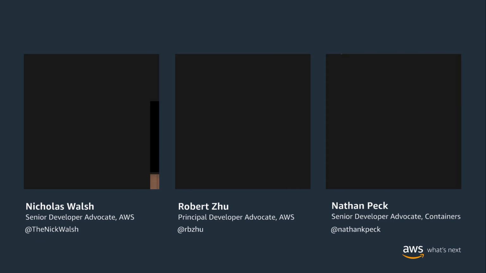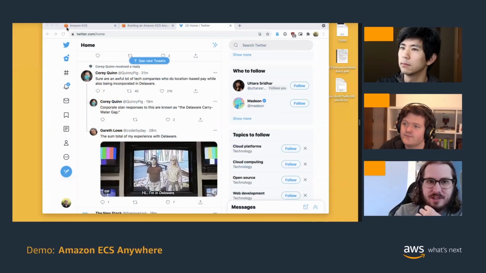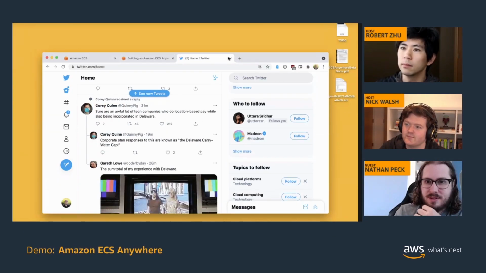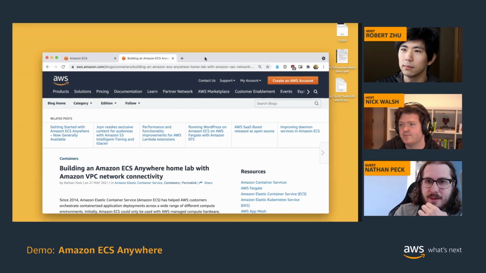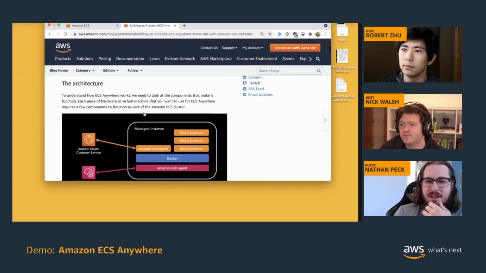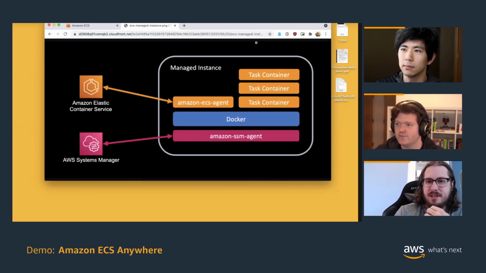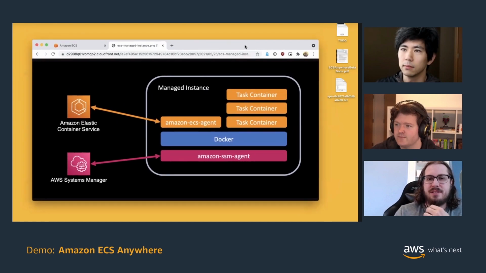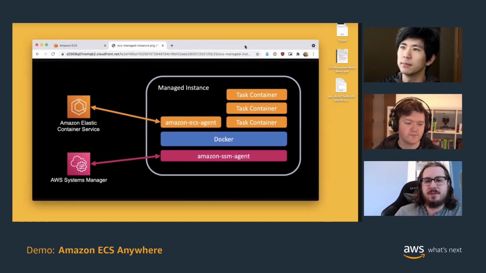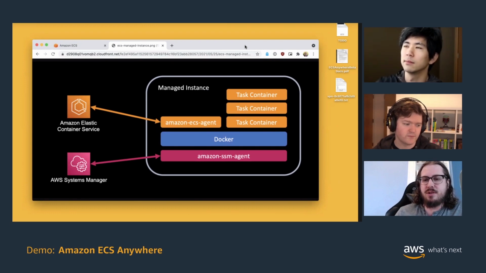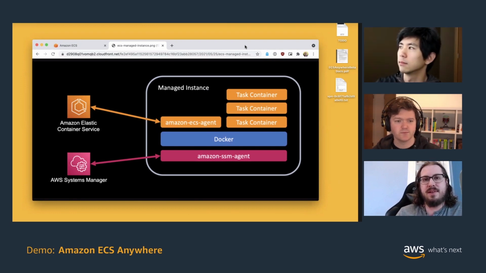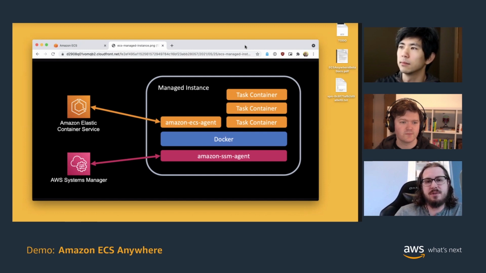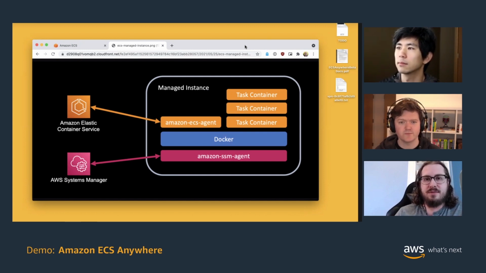Okay, yeah. So let me see if I can share my screen. And bringing up the screen share, let's go over to a blog post I published recently. And there is a diagram here showing the components that go into Amazon ECS Anywhere. And there's basically two components that need to be added to your device, your hardware device, in order to turn it into a managed instance for ECS Anywhere.